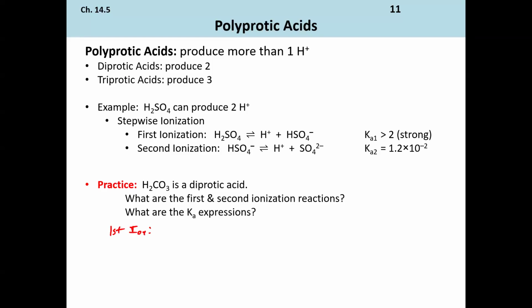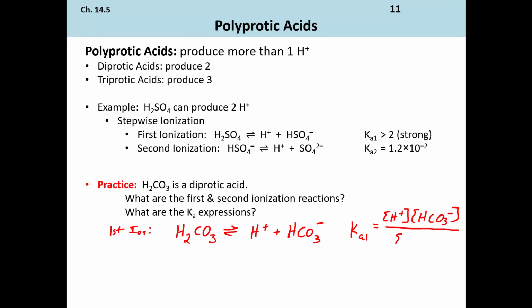And ionization, what does it mean to ionize? It means to become an ion, right? So notice in this case, we're starting off with a neutral compound, and it's an acid, so it loses an H plus, and that leaves behind an ion. And so Ka1 is equal to the H plus times the HCO3 minus over H2CO3.